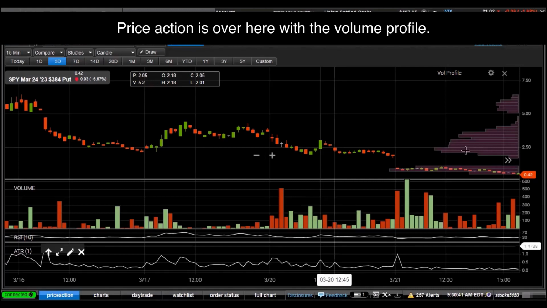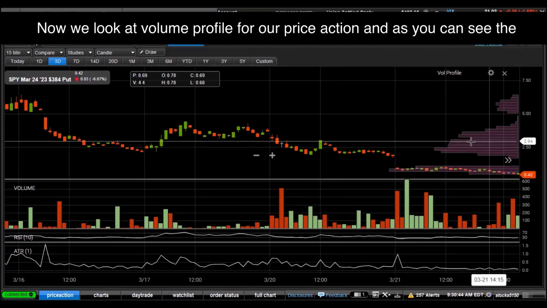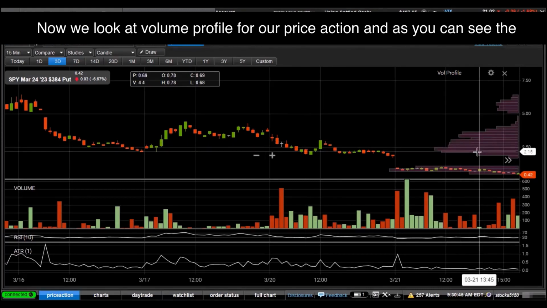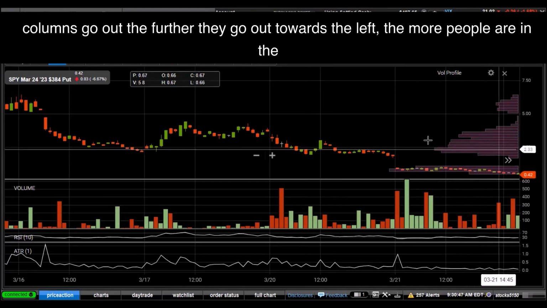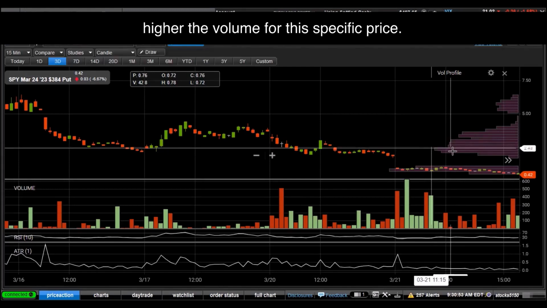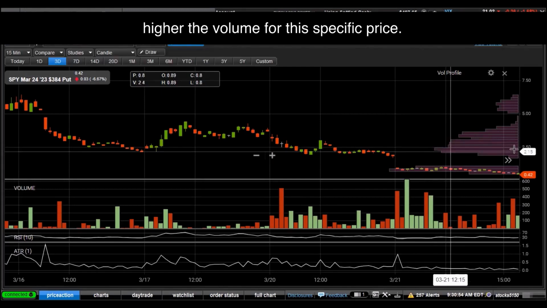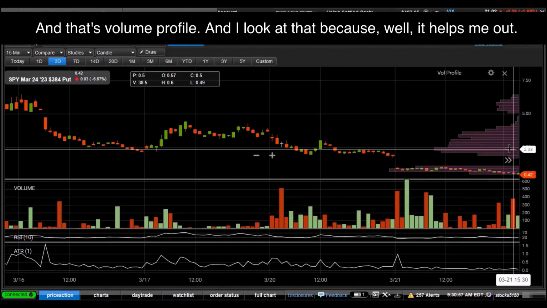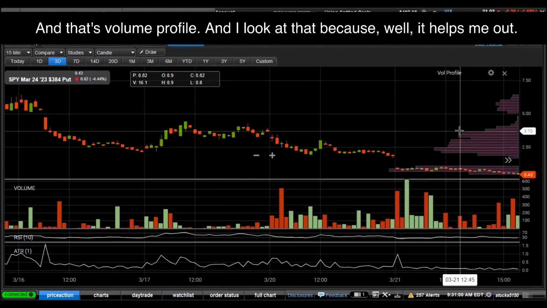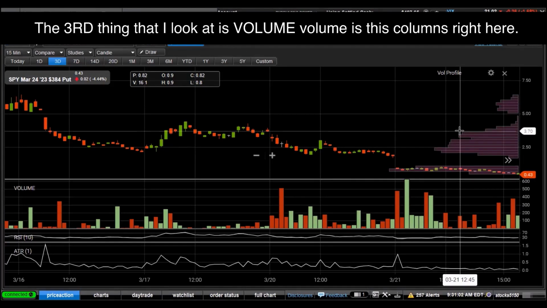Price action is over here with the volume profile. Now we look at volume profile for our price action. And as you can see, the columns go out. The further they go out towards the left, the more people are in, the higher the volume for this specific price. And that's volume profile. And I look at that because it helps me out.